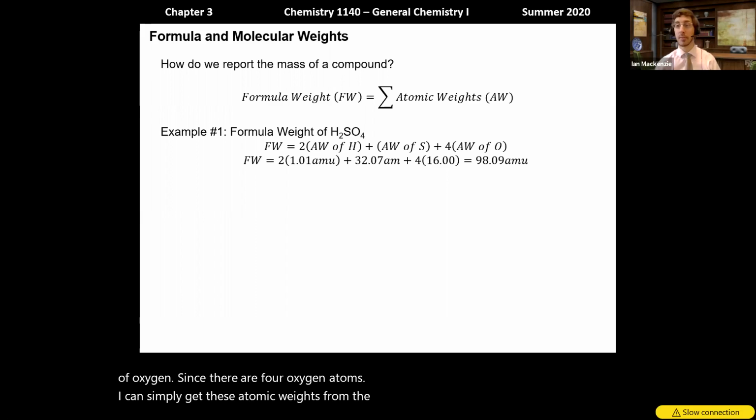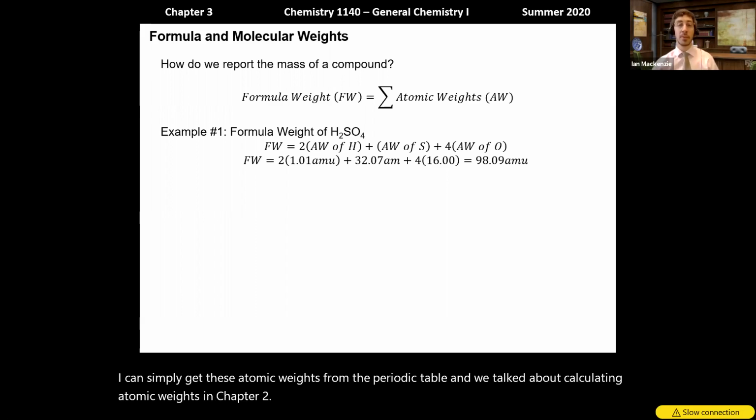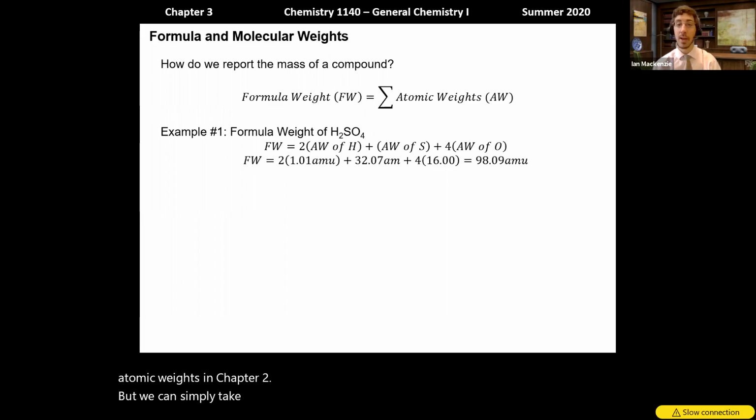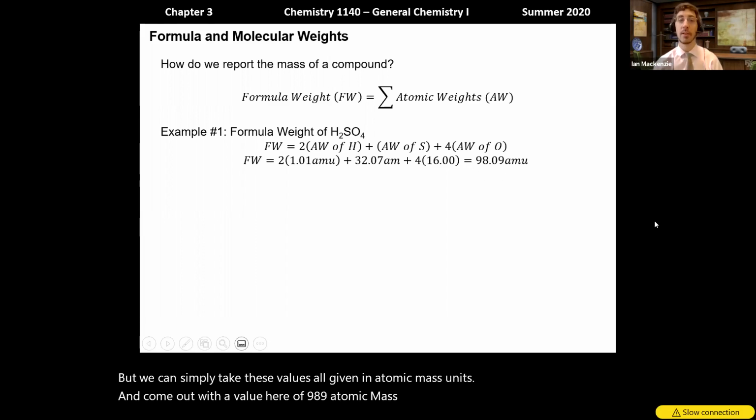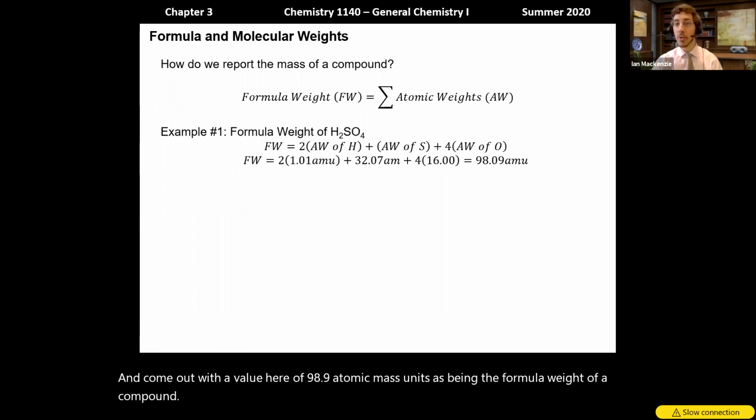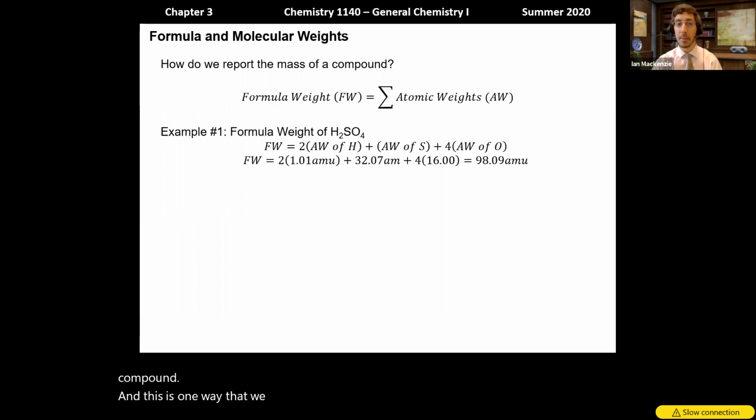We talked about calculating atomic weights in chapter 2. Well, we can simply take these values, all given in atomic mass units, and come out with a value here of 98.09 atomic mass units as being the formula weight of the compound. And this is one way that we would talk about the mass of a compound.